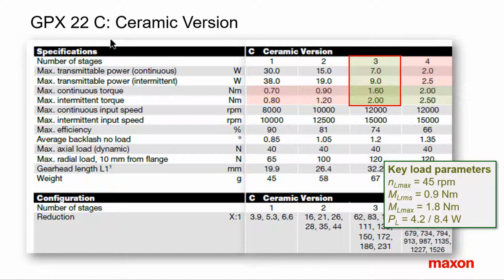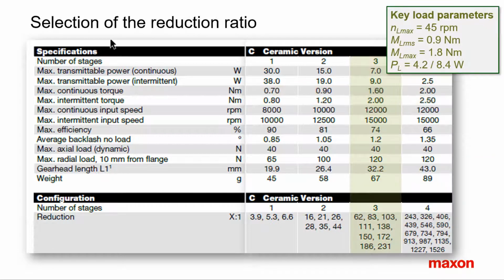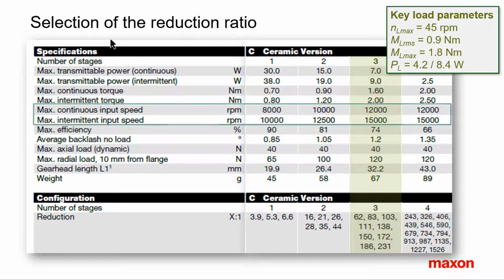But now, which is the best reduction ratio to choose? As a general rule, one can state that the highest possible reduction gives the lowest motor torque. The lower the motor torque, the more chances we have to find a suitable motor later on. The highest possible reduction is limited by the input speed of the gearhead. In our case, it is 12,000 RPM. It means that the continuous motor speed should not be higher than 12,000 RPM for this gearhead.